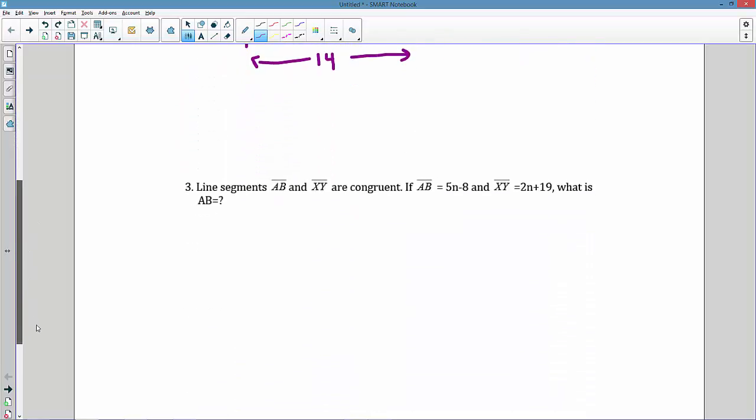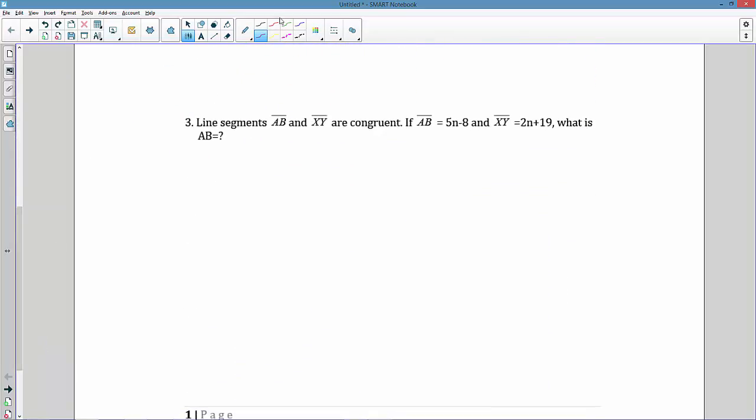All right, let's go to 3. So these are draw your own problems, right? So actually, it's not really important, but line segment AB and XY are congruent. It's not really important to draw because this is pretty obvious. Congruent means the measures are equal, okay? Measures are equal, means they're the same length, okay?